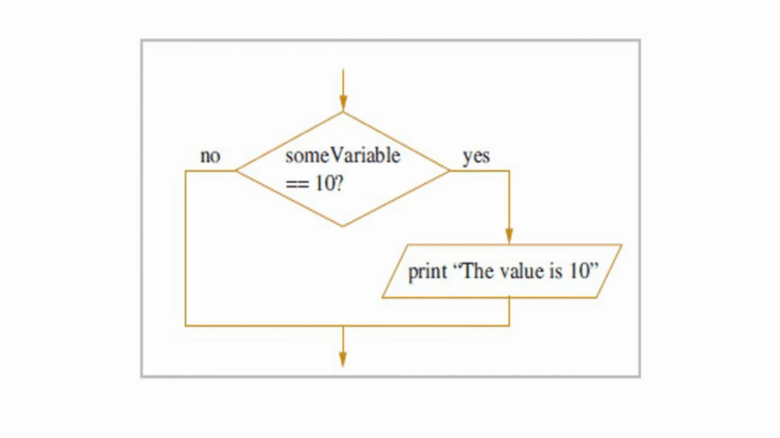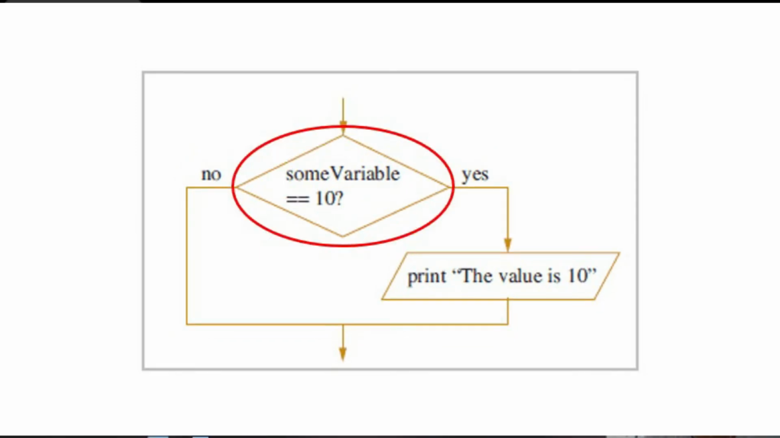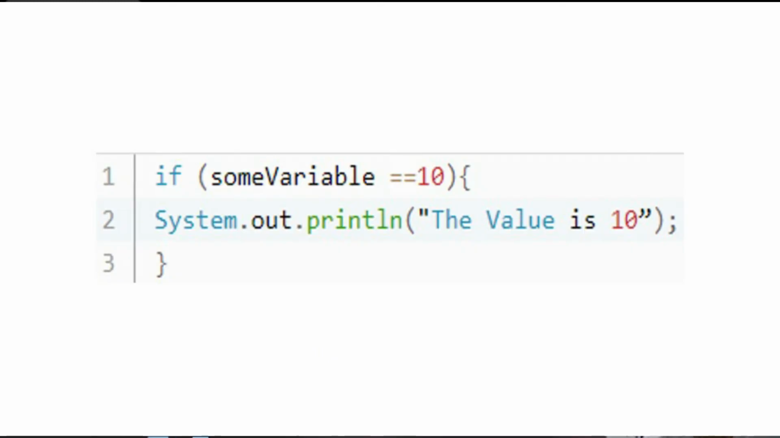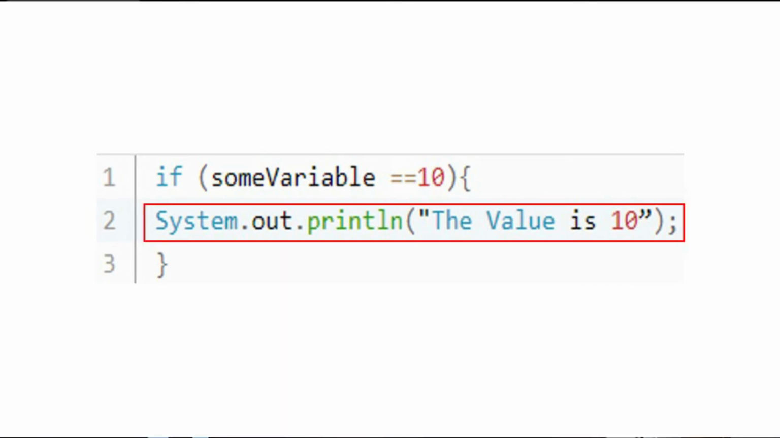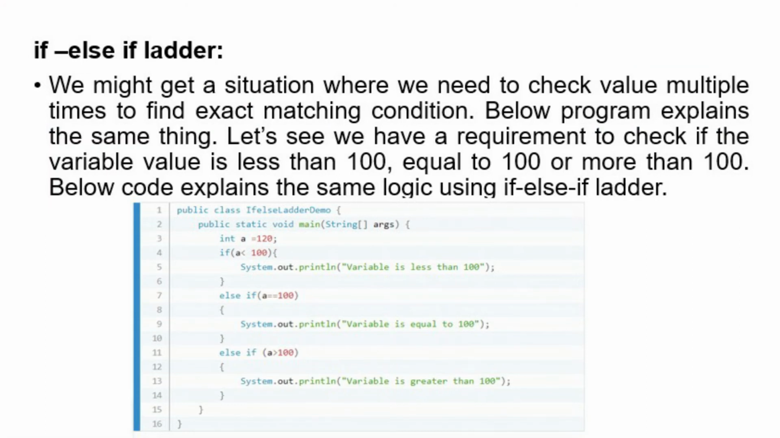This is the flowchart of the operation. This is a diamond shape. It represents the decision making. If some variable is equal to 10? If no, then it will do nothing. If yes, then it will print the value is 10. Next is the code. If some variable is equal to 10, then this is the output code, which is to print the value is 10. So this code will be executed if some variable is equal to 10, but if it is not, then nothing will happen. That was the if statement.